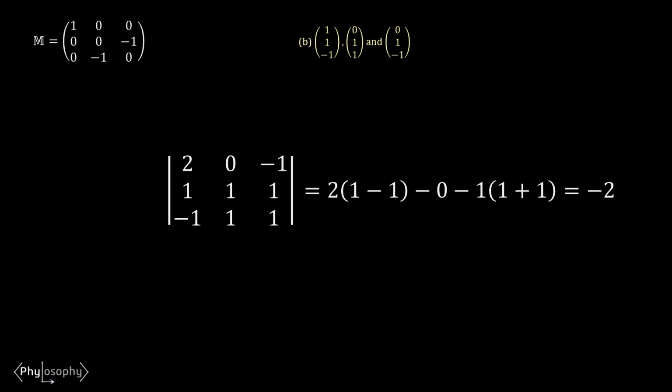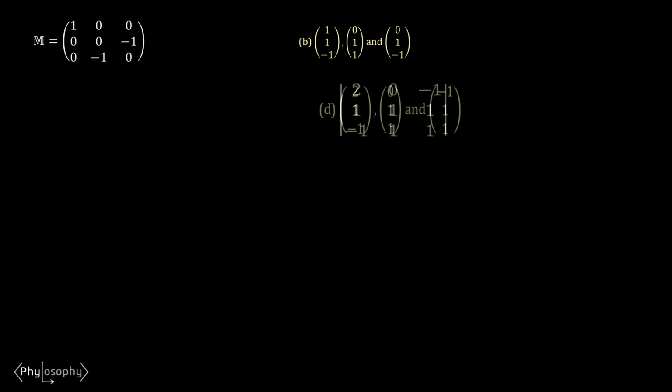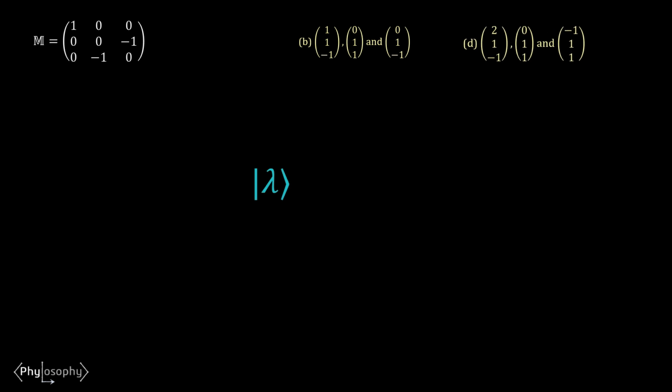Now in step 2, we have to check between these two sets given in option B and option D, which set represents the eigenvectors of the given matrix M. So if |λ⟩ is an eigenvector of the matrix M, then it should satisfy this relation. Here |λ⟩ in the angular bracket represents a column vector, and λ is a scalar, or you can say that this is the eigenvalue of the matrix M corresponding to the eigenvector |λ⟩.